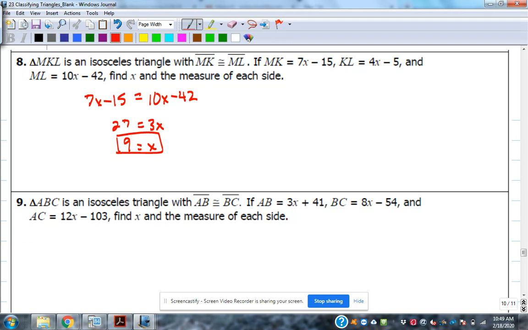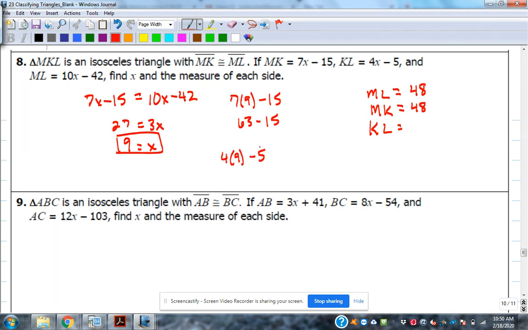And then we got to find the measures of ML, MK, and KL. So find all those measures. So plug the 9 into ML or MK. I'm going to do MK. 63 minus 15, 48. Then KL, just need to plug it in. 4 times 9 minus 5. 36 minus 5 is 31.